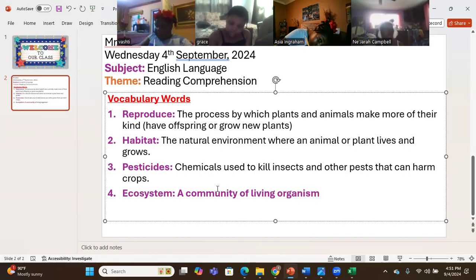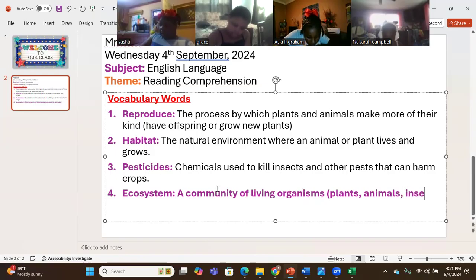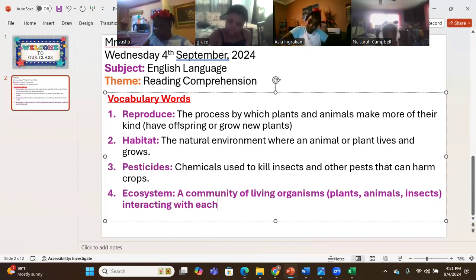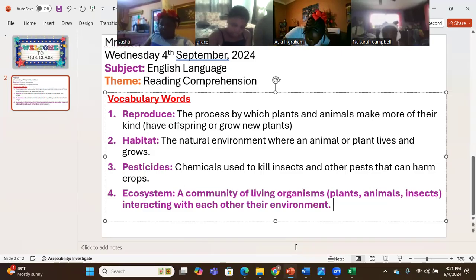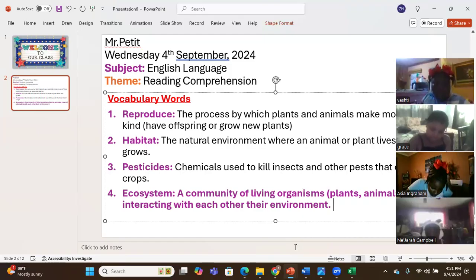Living organisms, like what? Plants, animals, insects and stuff, all of them living in a particular community and interacting with each other and their environment. That's what we mean by an ecosystem. An ecosystem is a community of living organisms, plants, and animals interacting with each other and their environment. Go ahead, Vashti, and read the definition of ecosystem. Ecosystem, a community of living organisms, plants, animals, insects interacting with each other in their environment.